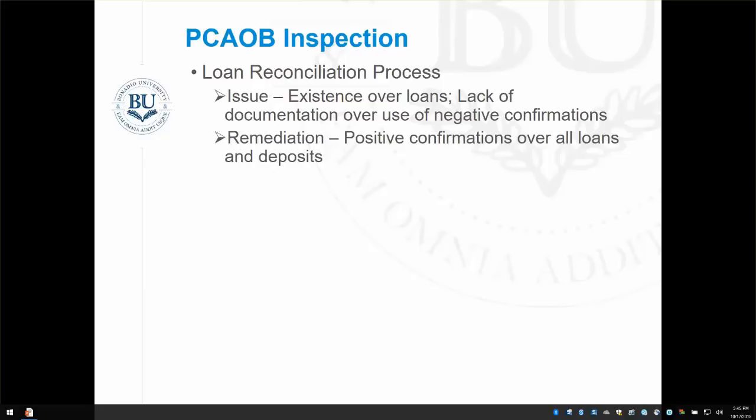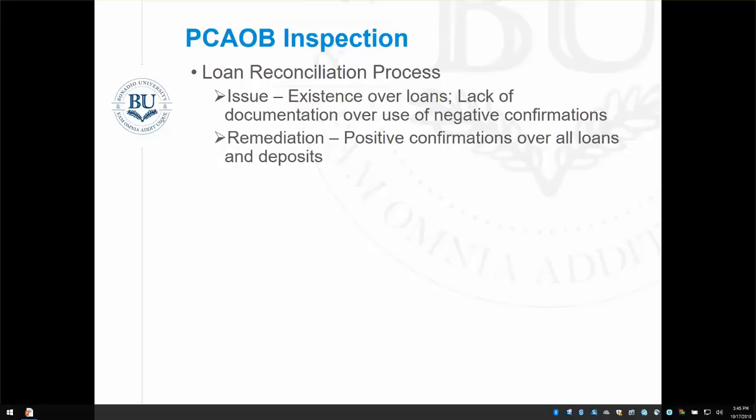Currently, the way that their audit was designed was that negative confirmations were sent, and the reviewers took exception to that use of negative confirmations, specifically over the approach that positive would have been better, as well as the fact that we did not obtain a complete and accurate population and didn't do enough to address those specific requirements over the existence of those loans as a result.